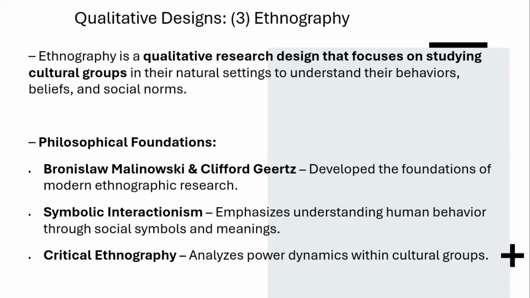Is that okay? So somebody can understand the meanings people attach to mental health by looking at cultural symbols people use to represent mental health. Okay, that could be symbolic interactionism. Or you can do critical ethnography, where you look at power dynamics within cultural groups. So how do power dynamics play out in mental health services within the Ghanaian sociocultural context? Somebody can do this research and do critical ethnography.